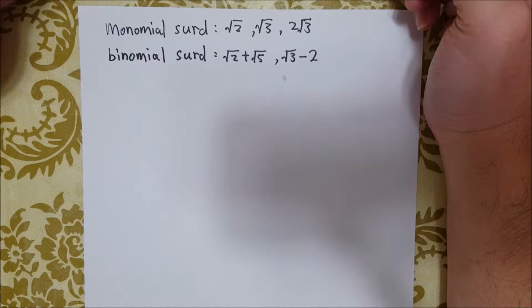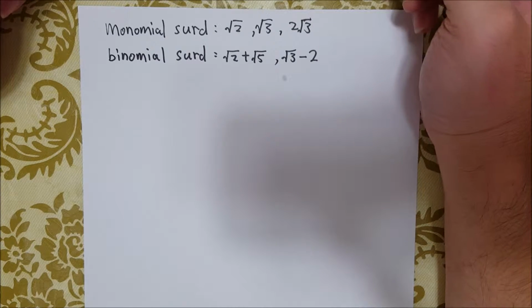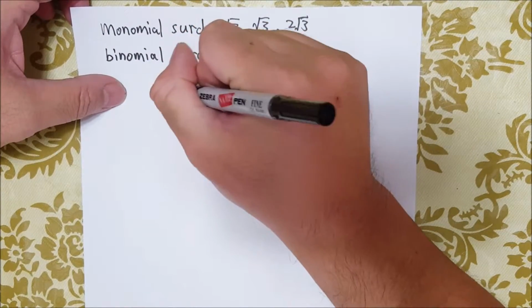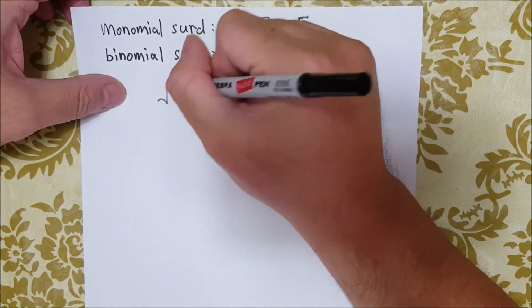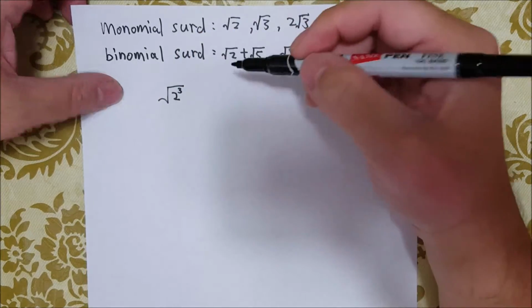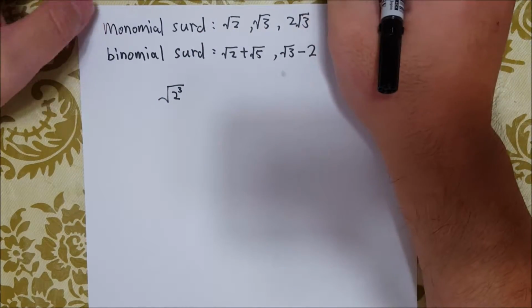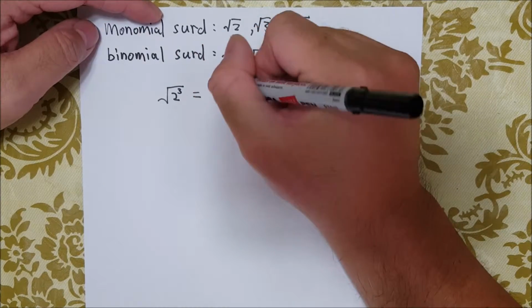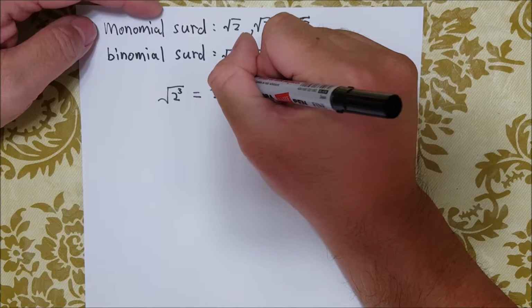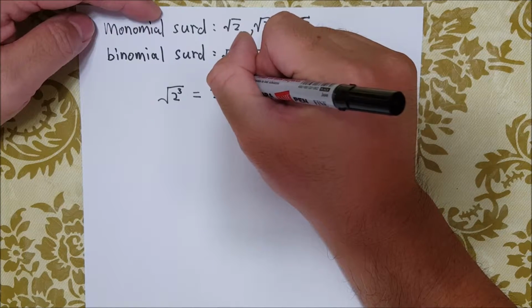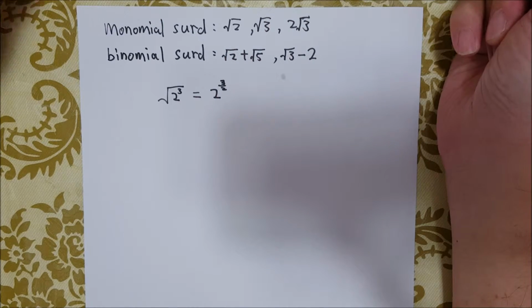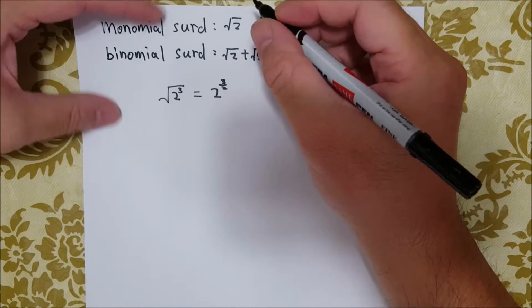If a number under a surd has a power other than 1, we can represent it like this. For example, root 2 and 2 has a power 3. We can write this. And we can also represent it with index form. Why can it be? I can show you.